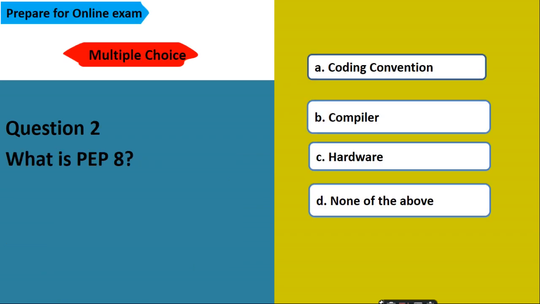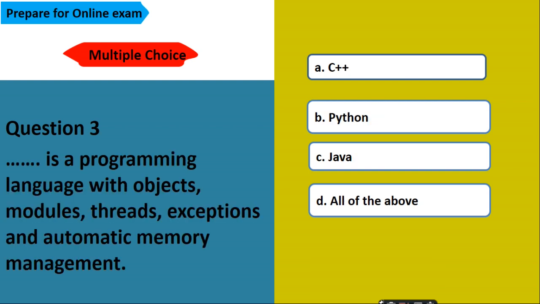What is PEP8? Options are coding convention, compilers, hardware, none of the above. PEP8 is a coding convention used in Python programming. So option A, coding convention, is the correct answer.